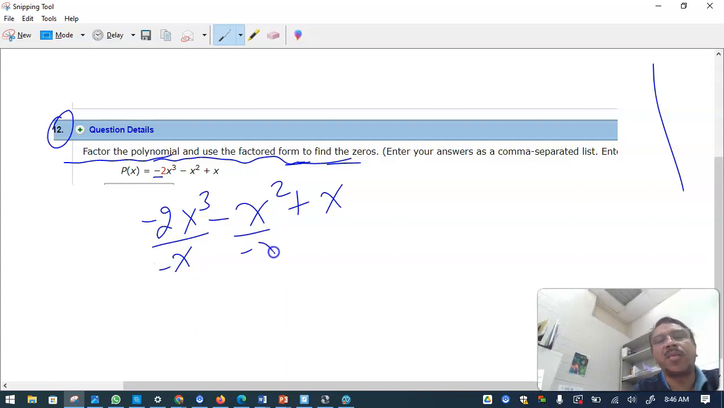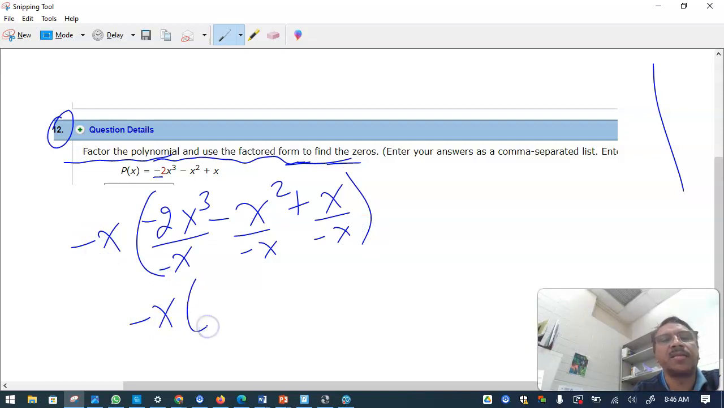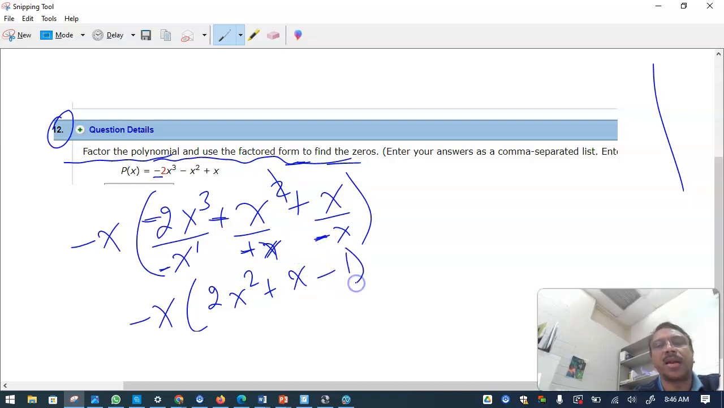Let's say divide by minus x. Now, if you divide by minus x, you also have to multiply by minus x. So this means it is minus x, and the two negatives change to positive, and just 2 will remain. There's a 1x at the bottom, 3x on top, so it will be 2x squared. The negatives change to positive, the x crosses out, and only 1 is left, and there's a minus 1.